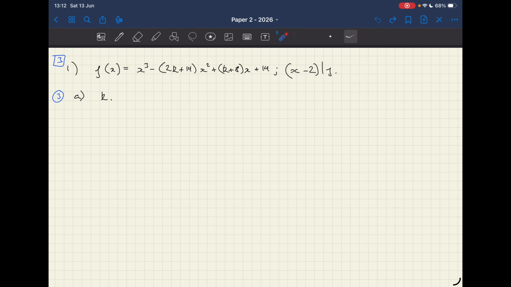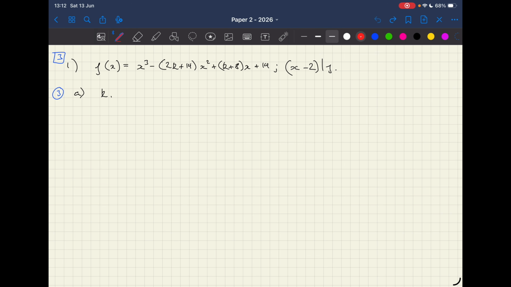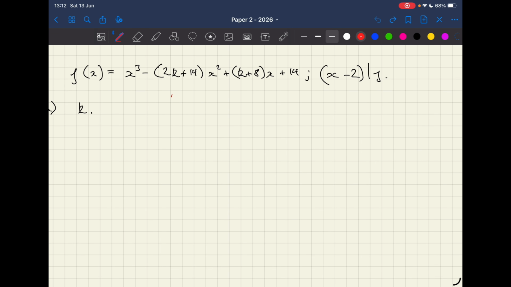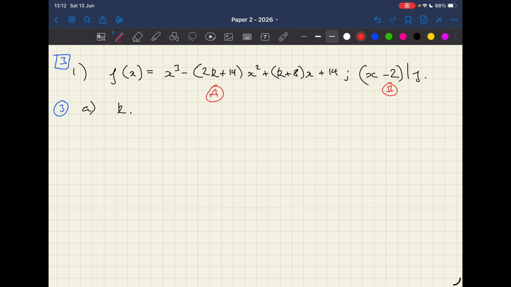So I couldn't find the questions. What I've done is just recreate all the facts you were given. So first fact, fact A, is that f of x was defined as this, some cubic thing. And then the second fact, fact B, is that x minus 2 was a factor of f. So what do these tell us?